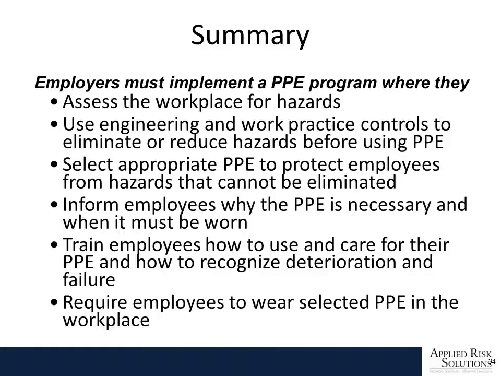In summary, employers must assess their workplace for hazards and use engineering and procedural controls to eliminate or reduce the hazards before deciding which PPE should be applied. They should select appropriate PPE to protect their employees from hazards that can't be eliminated, and then inform their employees with training why the PPE is necessary, how to use and care for it, and how to recognize when it's not working any longer. And they must require their employees to wear the selected PPE in the workplace when they're performing these duties.